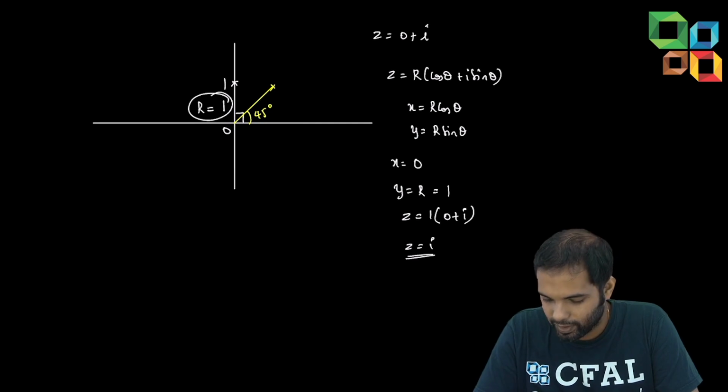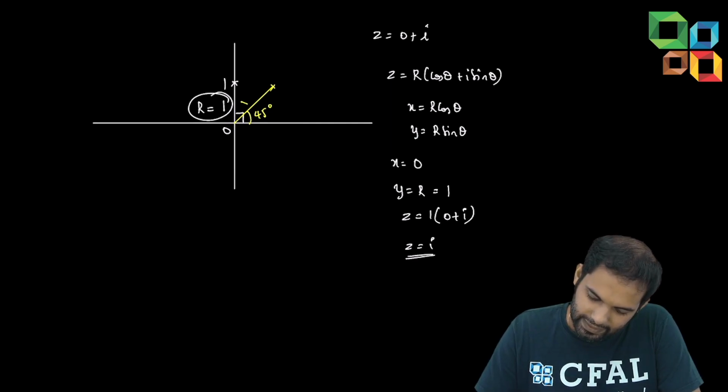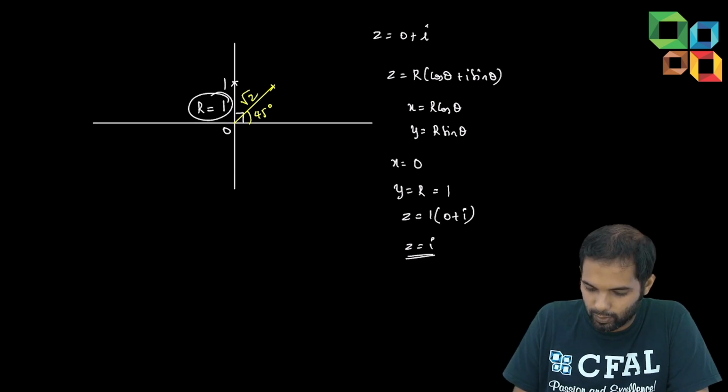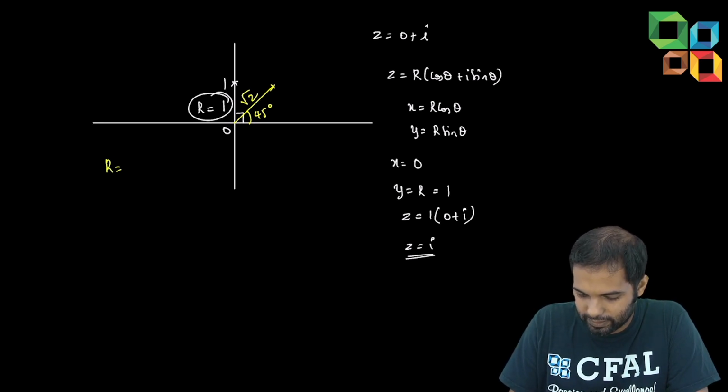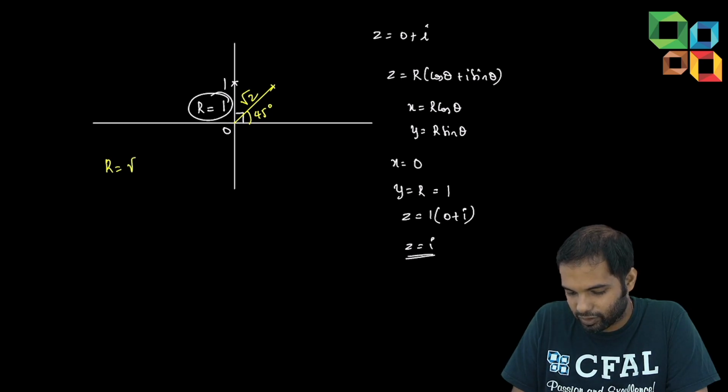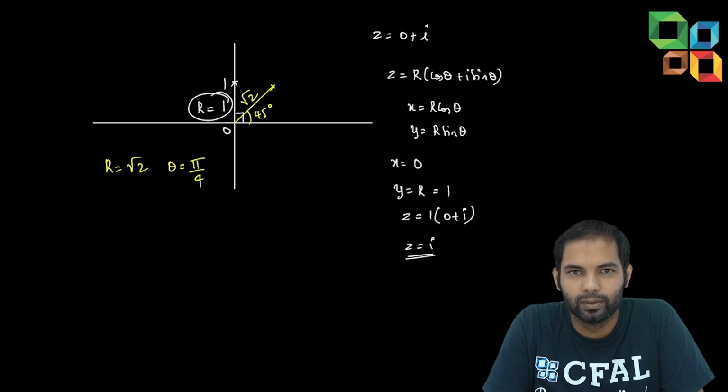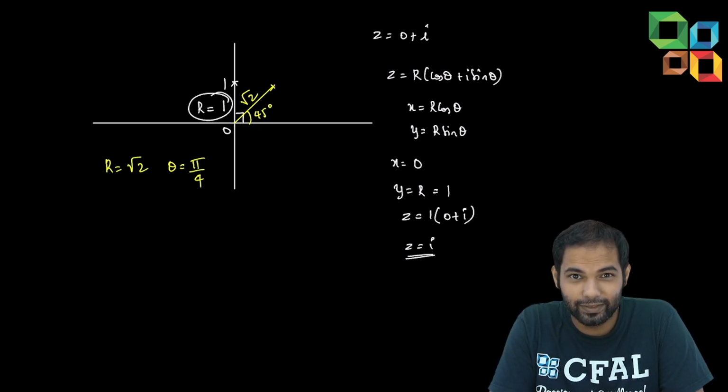This is 45 degrees and this length is nothing but root 2. So what I have given you is R and the angle of 45 degrees. So let me write, R is the length, right? So R is root 2, and the angle is 45 degrees or pi by 4. Fine. So let us try to find the x coordinate.